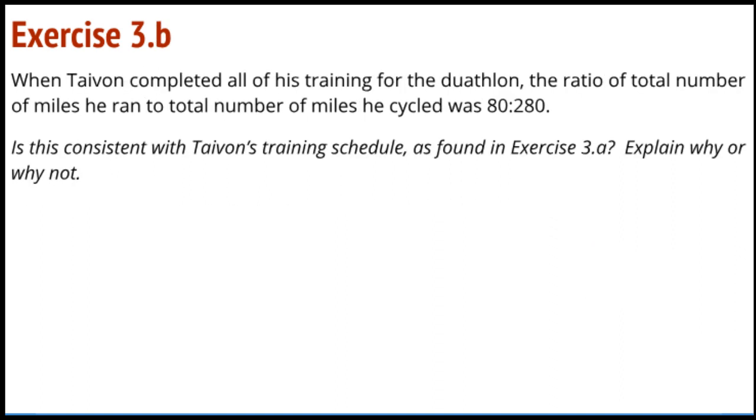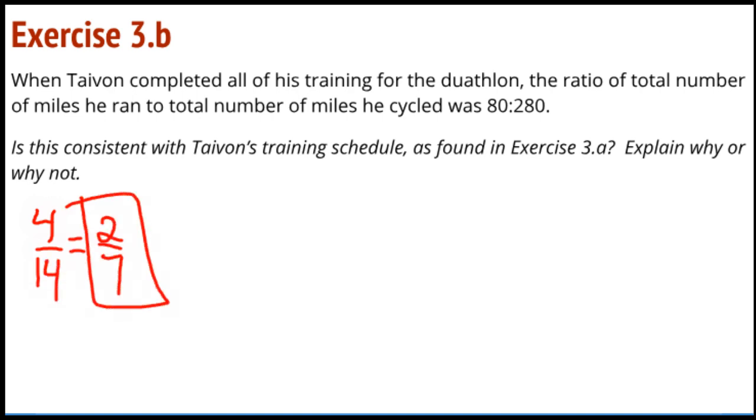All right, when Tavon completed all of his training for the duathlon, the ratio of total number of miles he ran to total number of miles he cycled was 80 to 280. And the question is, is that equal to the 4 to 14, or, more importantly, the 2 to 7 that we found in exercise 3A? Did he stick to his training regimen? Is 80 to 280 equal to the ratio of 2 to 7?